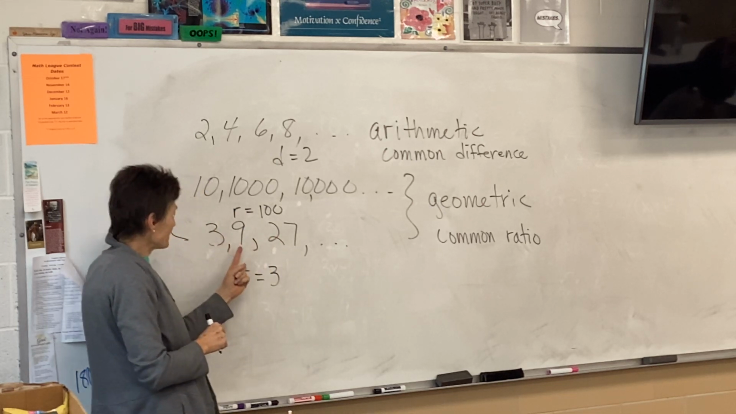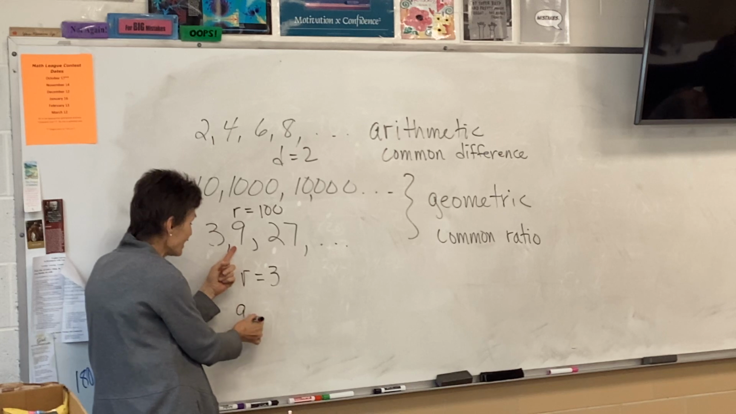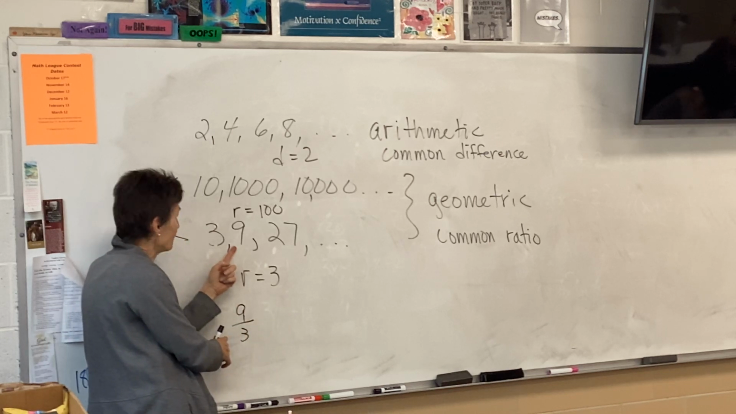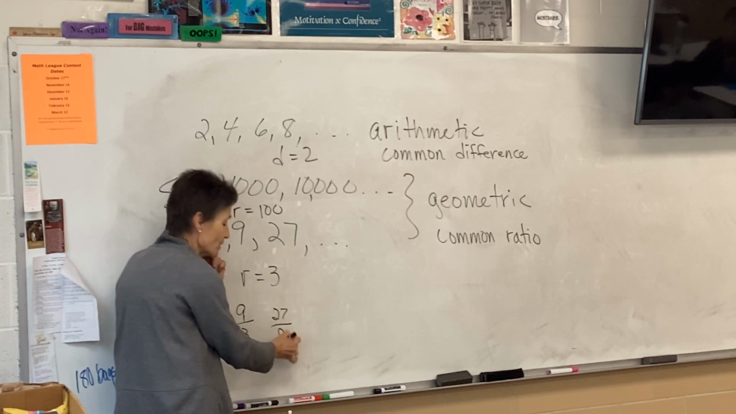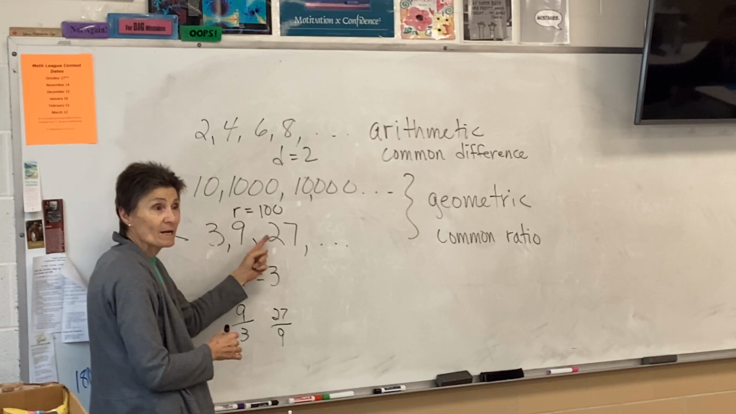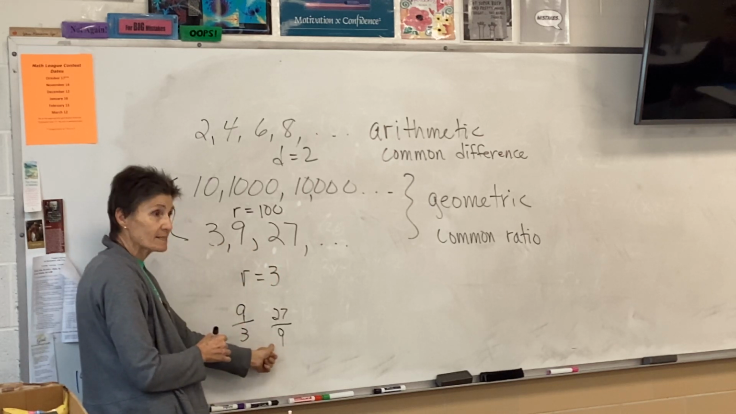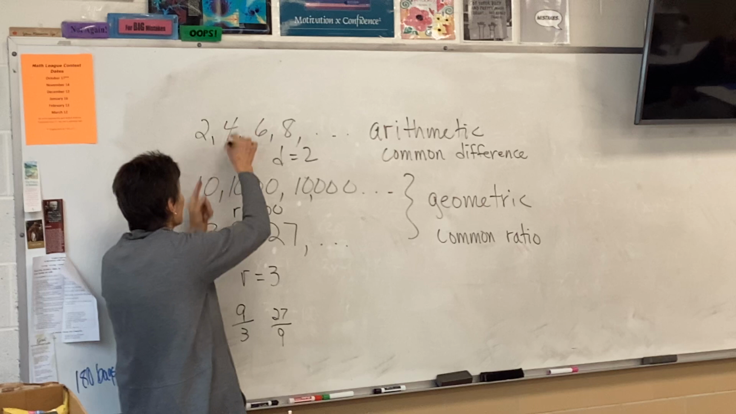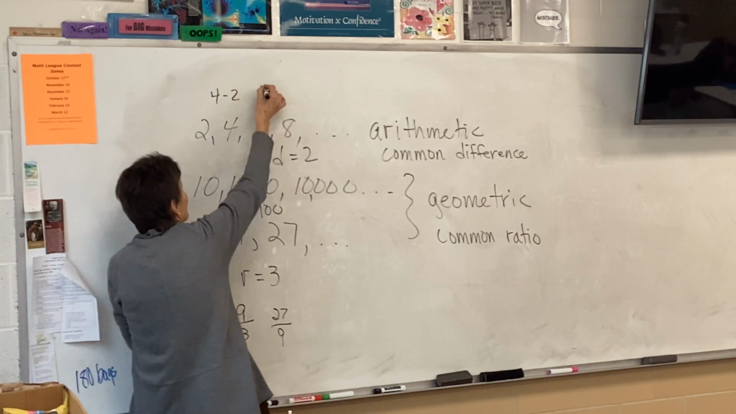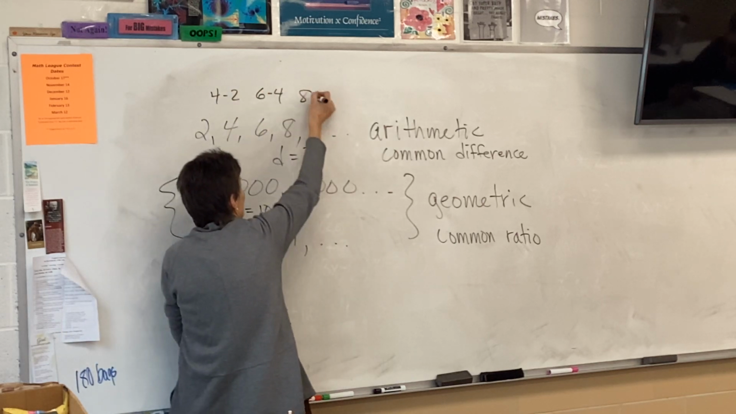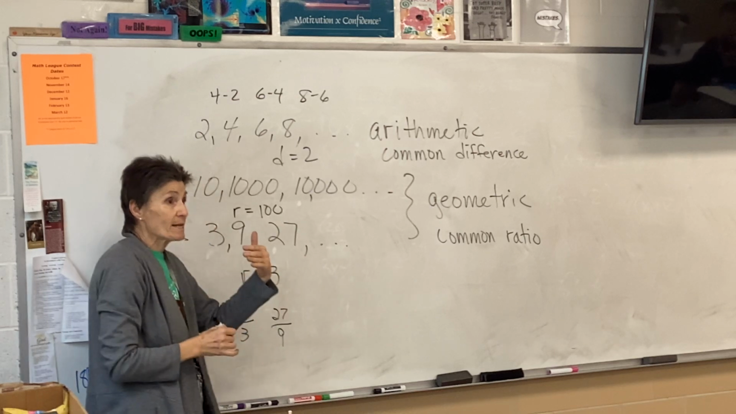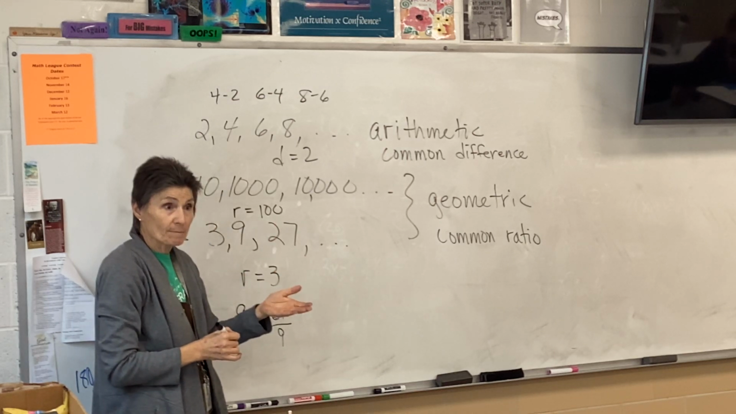Look, what's the ratio of 9 over 3? What's 27 over 9? See why it's a common ratio? It's always the same number. And here, 4 minus 2, 6 minus 4, 8 minus 6. It's always a common difference.